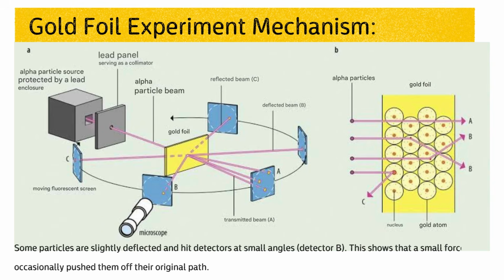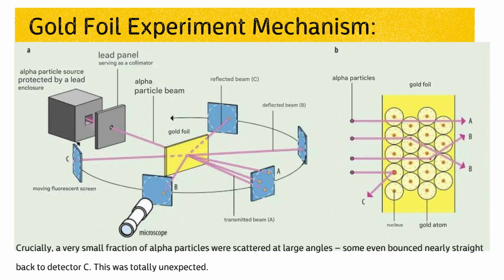Step 3. Detect slight deflections. Some particles are slightly deflected and hit detectors at small angles, detector B. This shows that a small force occasionally pushed them off their original path. Step 4. Detect rare large deflections and backscattering. Crucially, a very small fraction of alpha particles were scattered at large angles. Some even bounced nearly straight back to detector C. This was totally unexpected.